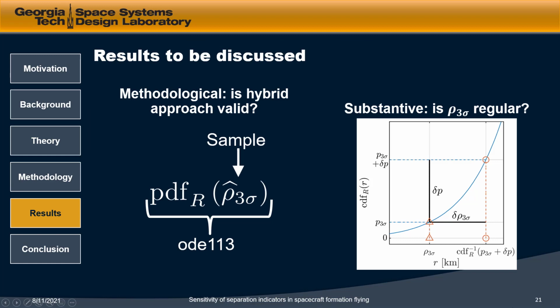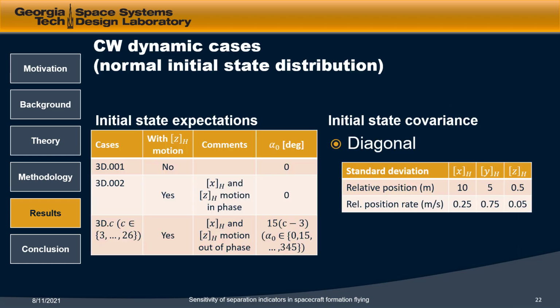We have two main results: one methodological result, which shows that the hybrid approach for computing the PDF of R at ρ3σ is valid, and a more substantive result, which shows that ρ3σ is, in fact, regular, at least under the examples we consider. We will examine these results for relative dynamic states subject to Clohessy-Wiltshire or CW dynamics that have normal prior distribution.